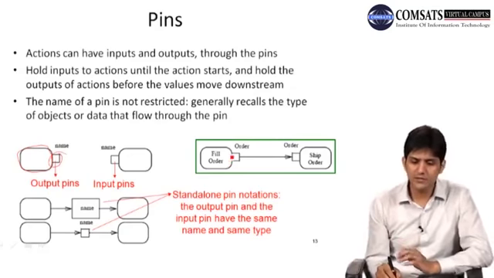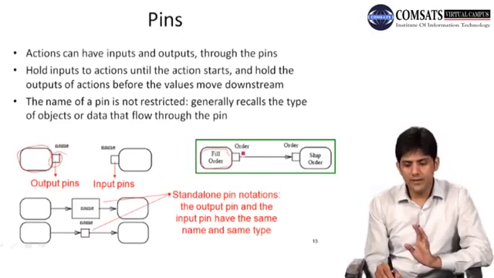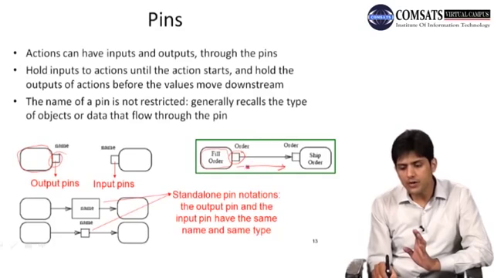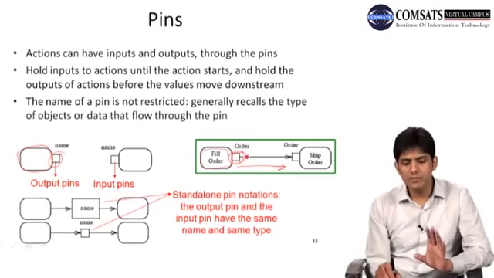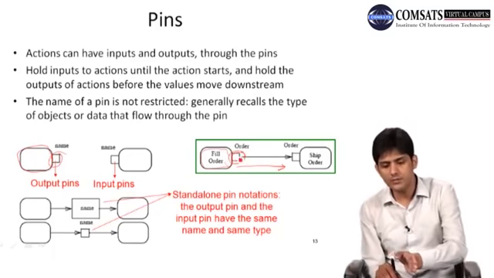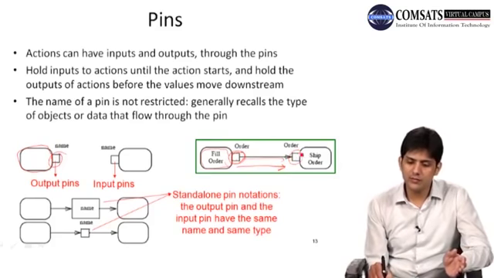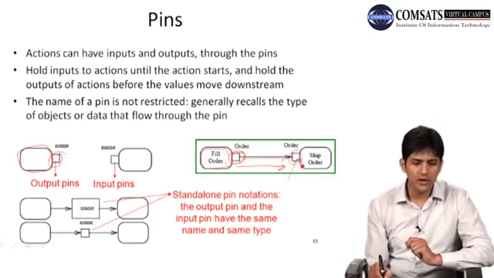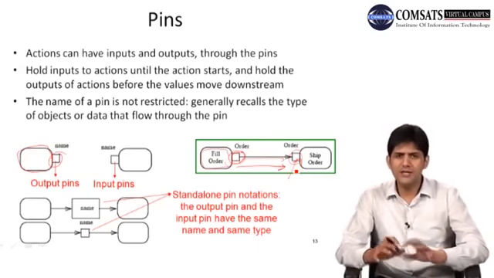So for example, in case of fill order, once the order is filled, then the order is stored in this particular pin. Until the order is passed to ship order, the order will remain here. So this is something really interesting, that we are basically holding the order until it is passed to the other activity. And similar is the case at the input end, for example, for this particular action, ship order, this pin will hold the order till this action starts.